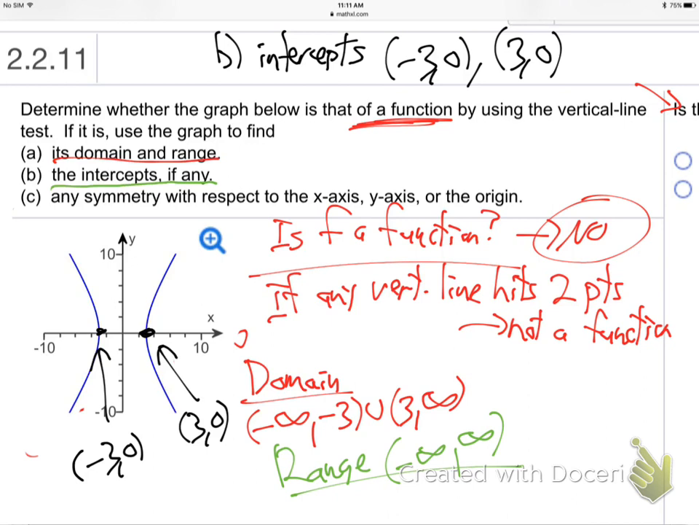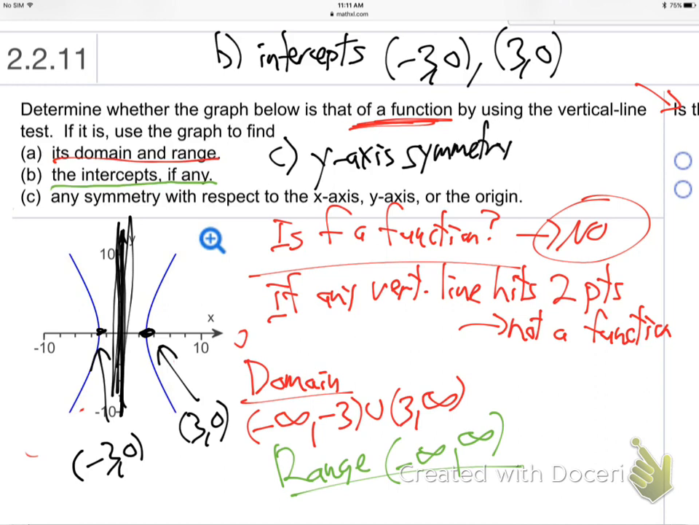Stop me if you want to talk about it. Question C. Any symmetry? Symmetry means same, right? See how the graph is the same on both sides of the y. It's like the y-axis is a mirror. So that's called y-axis symmetry.